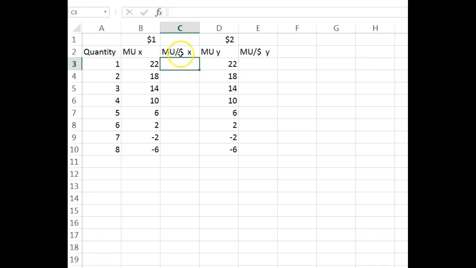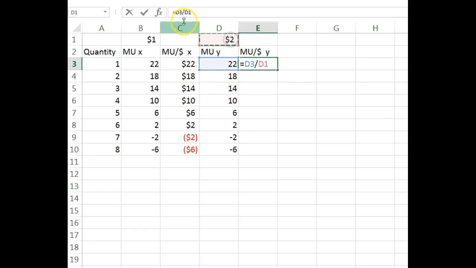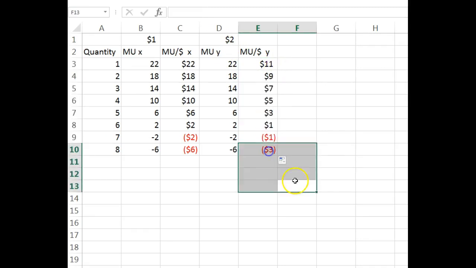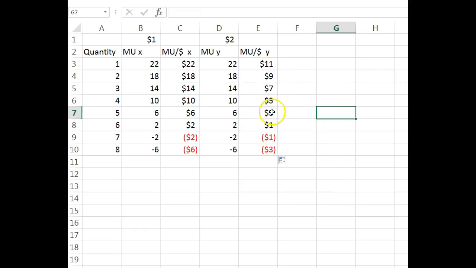Well, it's simply division, right? Marginal utility divided by the cost. How much does it cost? 22 divided by 1 is simply 22. If you want to do this in Excel, it's going to be 22 divided by the cost. I'm going to lock this cell so that when I fill down, all these will be divided by 1. And so you see the marginal utility per dollar. The same thing here would be marginal utility divided by the cost. Again, I'm going to lock this cell so it's divided by 2. So 22 divided by 2 is 11. And so on, so that we reach 9, 7, 5, 3, 1, and so on.